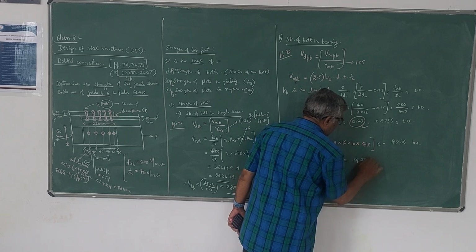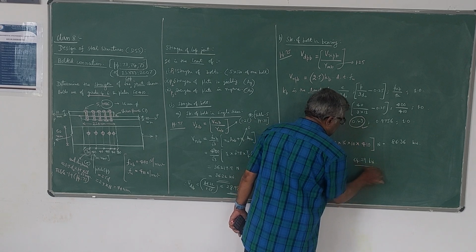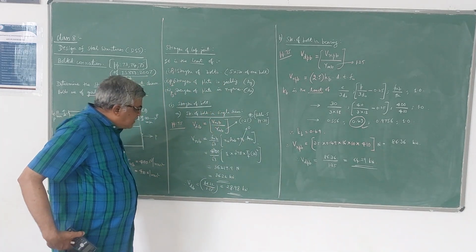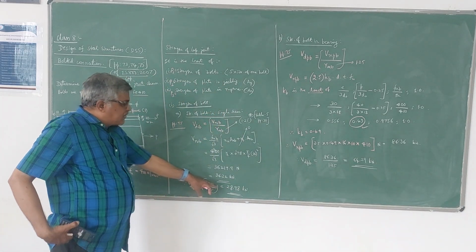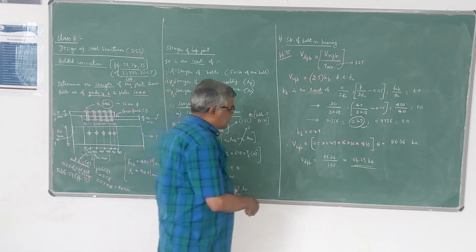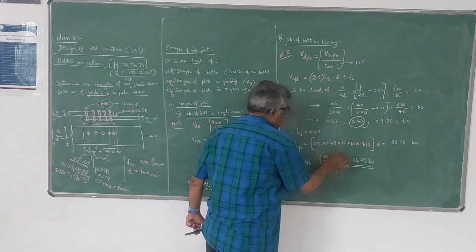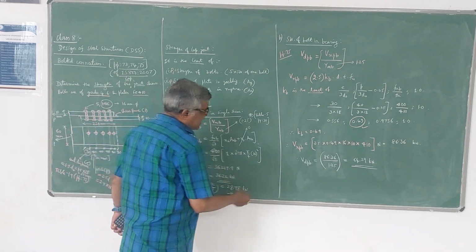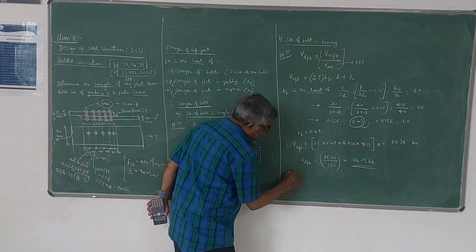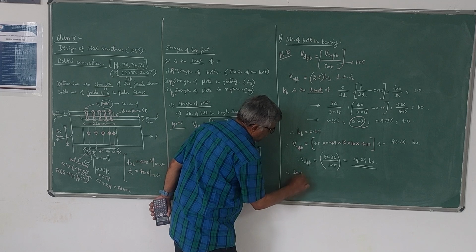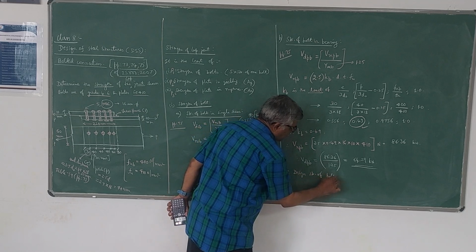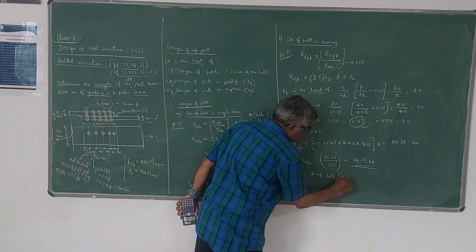So 64.29 kilonewton is the strength of the bolt in bearing, whereas 28.98 is the strength of the bolt in shear, single shear. So among these two, the minimum value is 28.98. Therefore, I can write this as design strength of bolt, design strength of one bolt, that is 16 mm dia bolt.